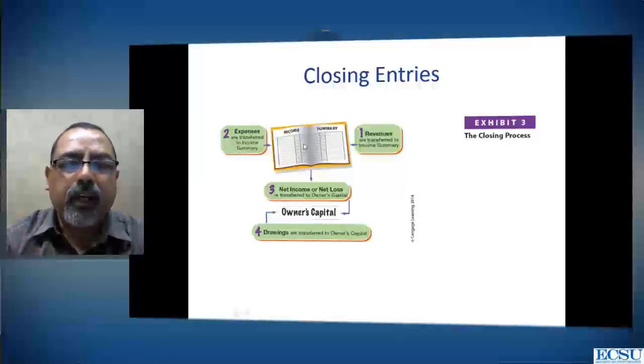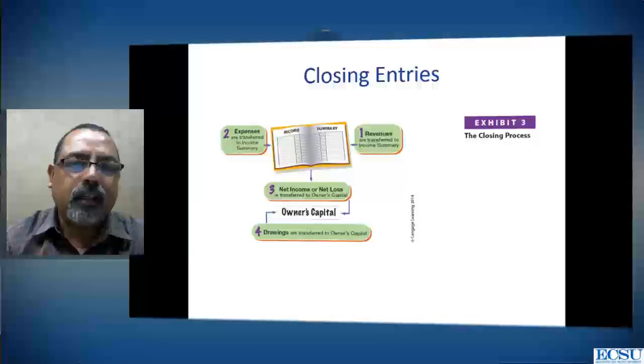What we do is we have an income summary account in the middle. From the right, we bring all the revenues and put them in the income summary account. We bring the expenses and put them all in the income summary account. Then the income summary itself will be closed by transferring to the owner's capital, and then the drawings will be closed by transferring to the owner's capital. So that is the process.